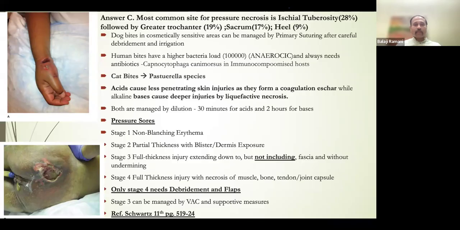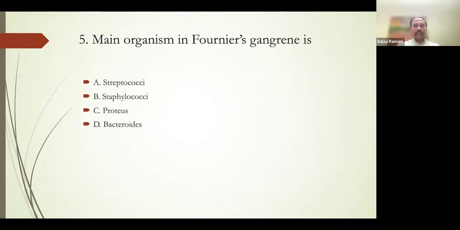And in general, for both, the management is going to be dilution, washing thoroughly with saline, with neutral solution, or with bases, depending on what we have in hand. So that kind of thing can be done for management of these patients. And the duration of exposure is going to be much higher for bases. You have to literally dilute it or keep irrigating it for almost 2 hours as far as alkaline injuries are concerned, whereas for acid injuries, you need about half an hour to 1 hour for treatment of these cases.